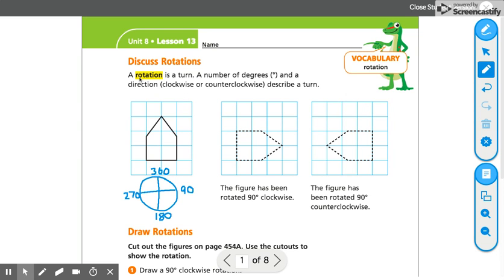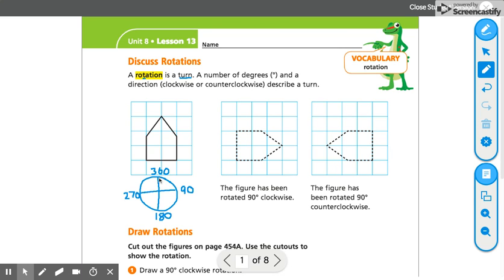So I always remember rotation, if you see here it has a T in it, rotation stands for a turn. And we can turn in two different directions. We can turn clockwise, the direction of a clock, or we can turn counterclockwise, the opposite direction of a clock. And then oftentimes we refer to the number of degrees it turns.